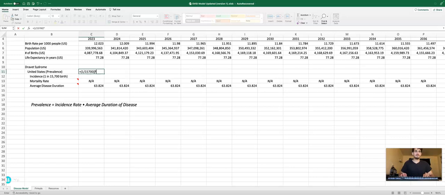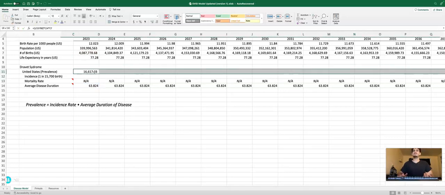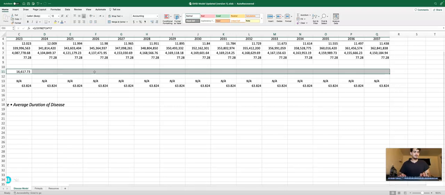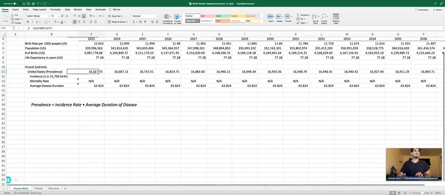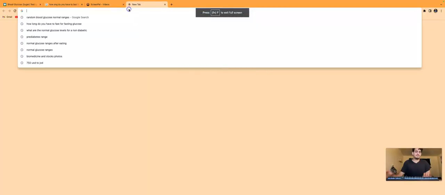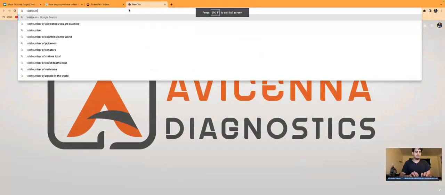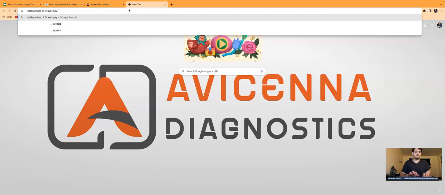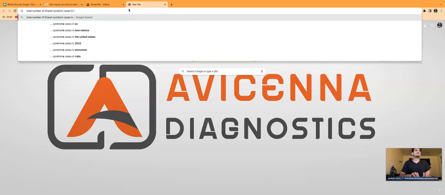And then, of course, you're going to multiply that by the disease duration, and then multiply that by the total number of births in the US. And that's going to give you this much, which is very close to the actual number. So let's say total number of Dravet syndrome cases in USA.